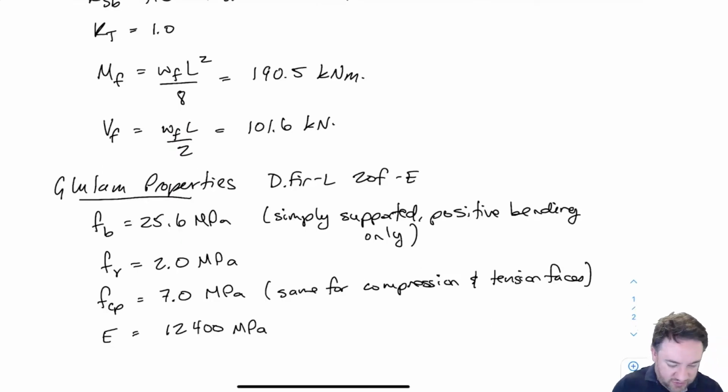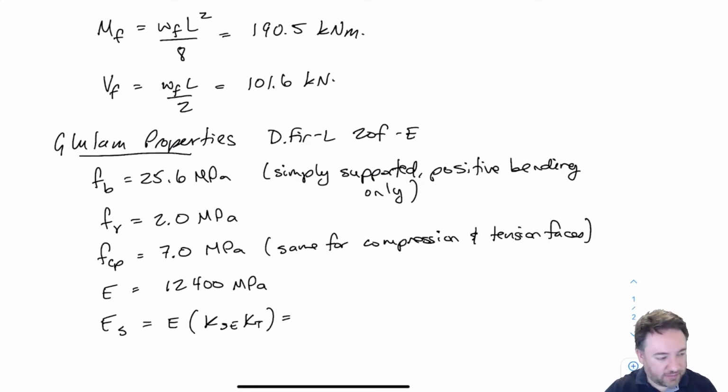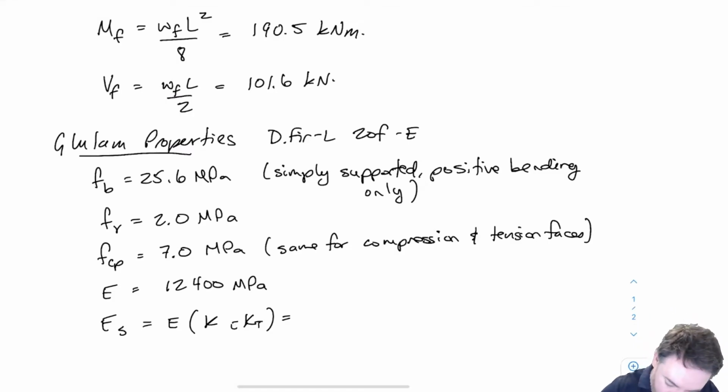So those are all our values from the table, and we have to remember that when we're calculating deflections, we need to use ES, which is just our E times our KSE times KT, which are our factors that modify our strength for service condition and treatment. And since both of those are 1, then we're going to get 12,400 for this as well.